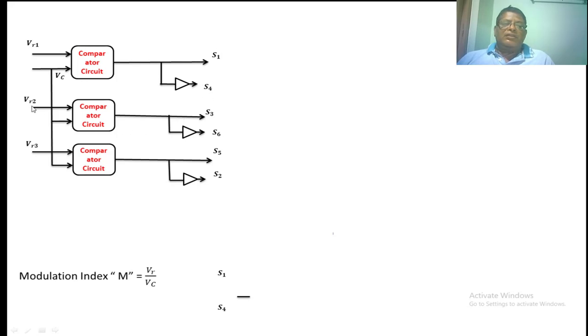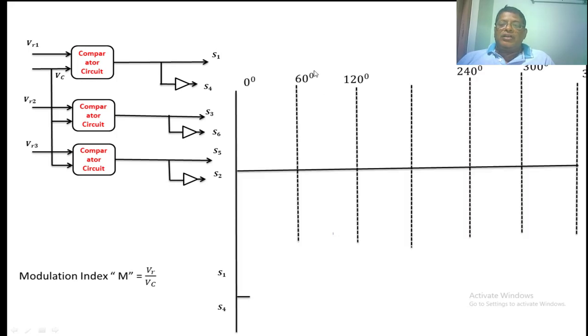In the same manner, VR2 is also a sinusoidal signal. This sinusoidal signal lags VR1 by minus 120 degrees. Again the same carrier signal will be compared to the reference signal. Same logic we have written. If the output is 1, the signal will be directly given to S3. The inverted signal we are giving to S6. This is the third sinusoidal signal which lags VR1 by minus 240 degrees. In the comparator again we have written the same logic. This signal we are giving to S5, and the inverted signal we are giving to S2. The same thing we are going to see in the waveform.